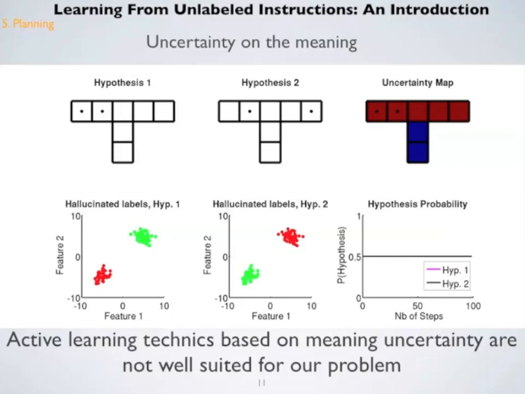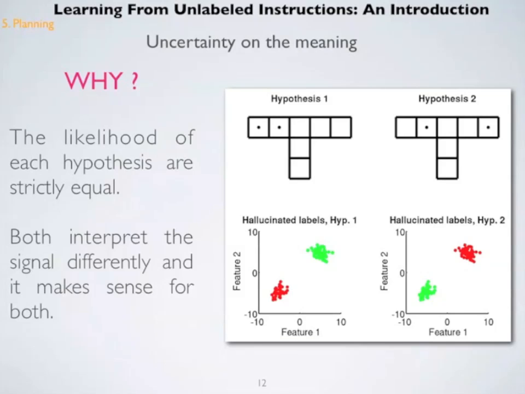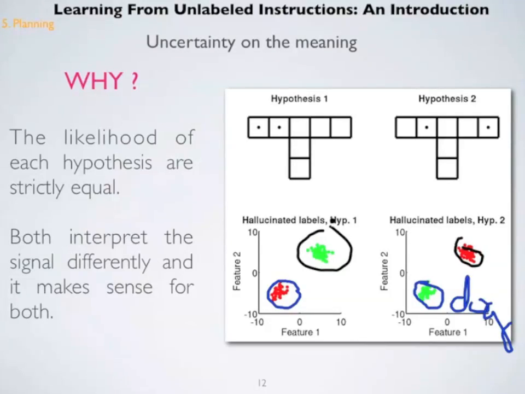But why? Well, simply because for both hypotheses, even if the robot interprets the signals in different ways, the signal still makes sense in both cases. Let's say, for example, the user was using two words. This word, which is situated in this area of the feature space, was dog. And the other word, which was in this area of the feature space, was cat.